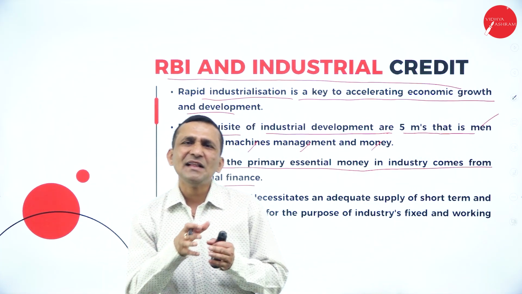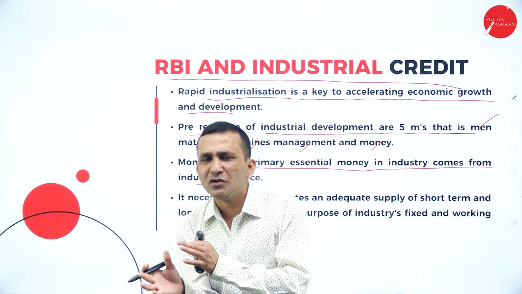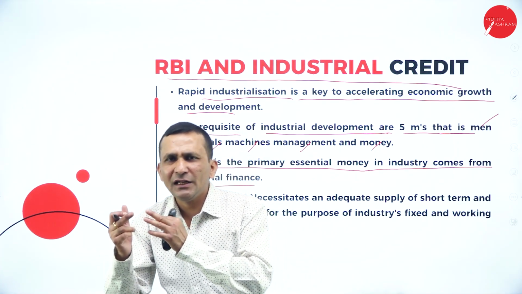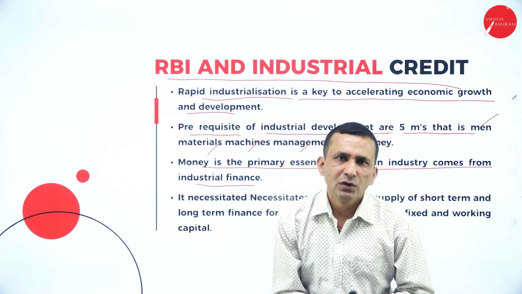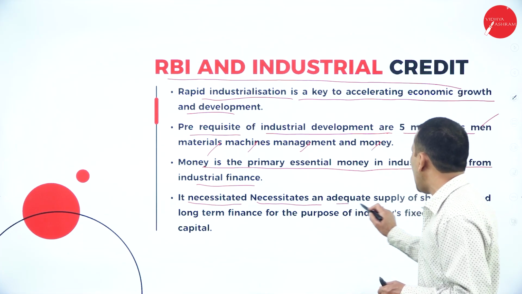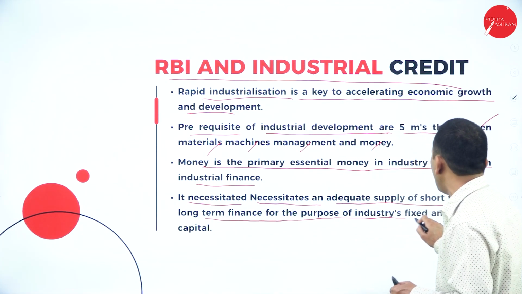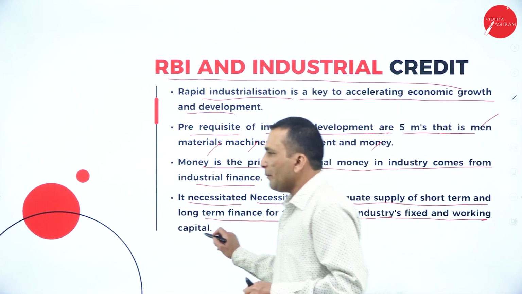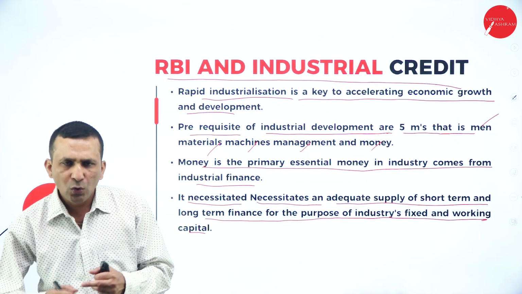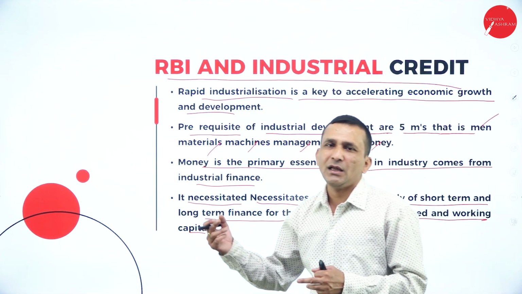Okay, so directly the RBI is not supporting. They sanction some limit for the individual commercial bank which is related to industrial purpose. If the limit is crossed, then only the application is forwarded to the RBI. Money is very essential. It necessitates an adequate supply of short-term and long-term finance for the purpose of industry, fixed and working capital. Because not only for establishing, if any entrepreneur wants to work smoothly, the working capital support is provided by the RBI.